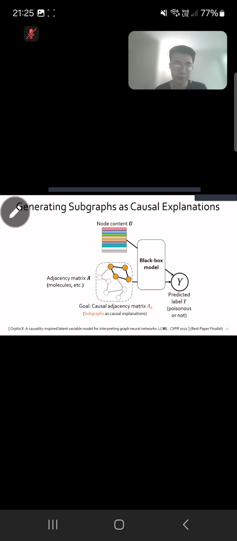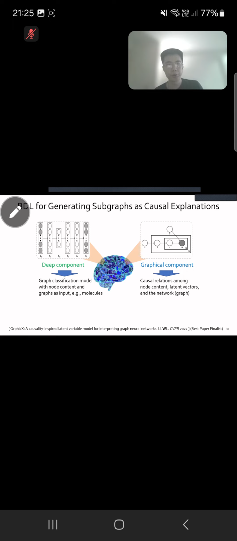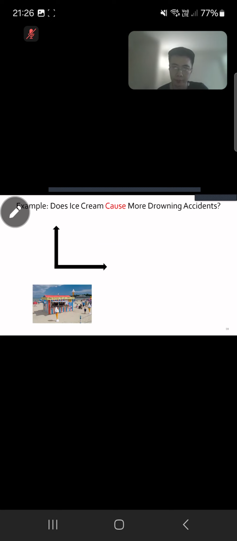for the prediction. And our solution would be a Bayesian deep learning based causal explainer to generate subgraphs as causal explanations. Here, the deep component would be the graph classification model with the node content and graphs as input. And the graphical component would handle the causal relations among the node content, latent factors, and the network of the graph. Essentially, it acts as a causal explainer for the black box model.